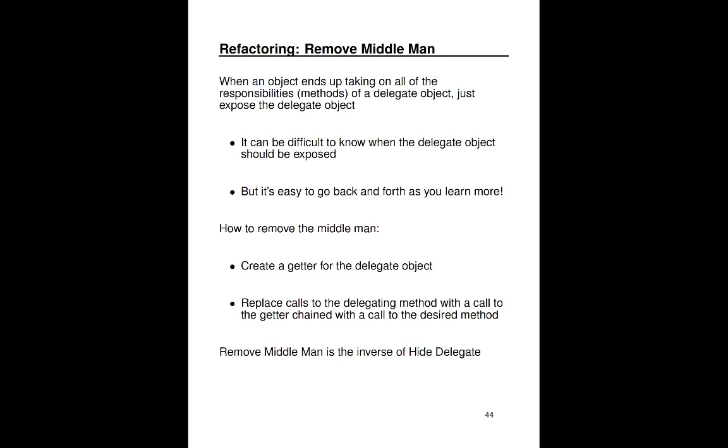Now notice that the remove middleman refactoring is basically the inverse of hide delegate, right? And this is okay. This is very common in refactorings to have these mirrors, these inverses of each other, because sometimes you want to do both, right? There are some cases in which you want to introduce encapsulation, and then other cases where you want to break the encapsulation when the encapsulation isn't fit for purpose anymore.